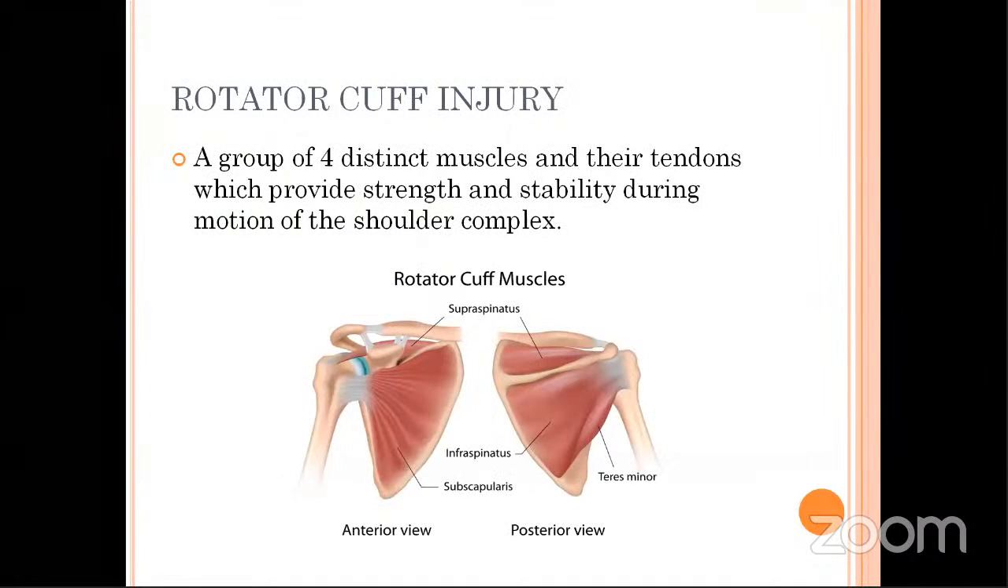So next topic is rotator cuff injury. We know that we have learned it earlier that rotator cuff is a group of 4 distinct muscles and their tendons which provide strength and stability during the motion of shoulder complex. It includes supraspinatus, infraspinatus, subscapularis and teres minor.